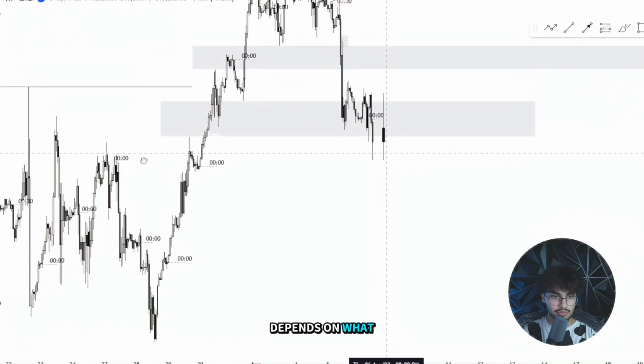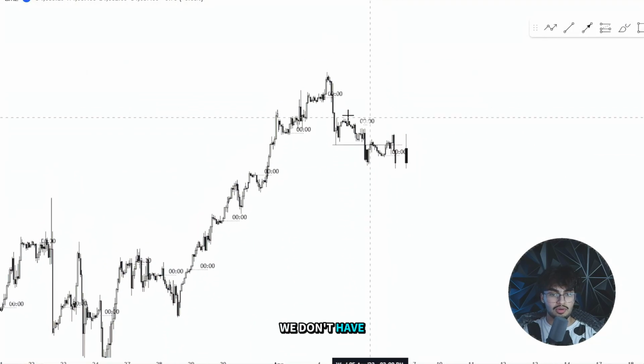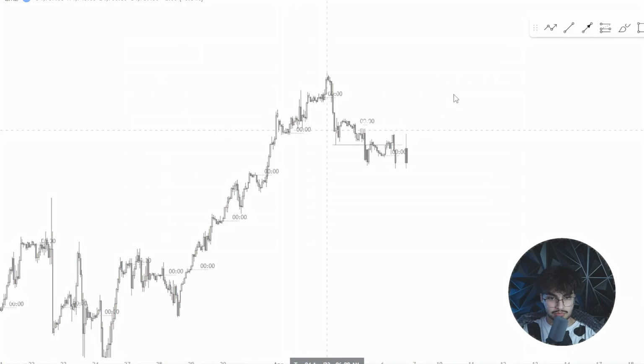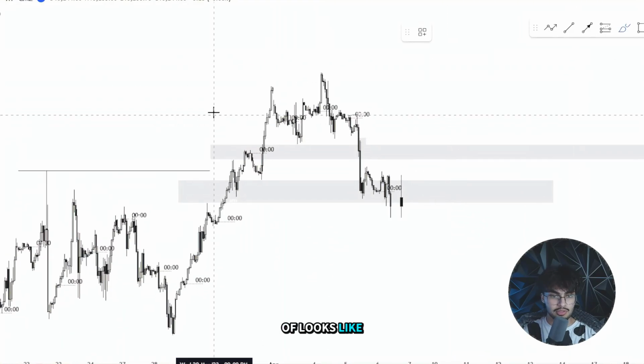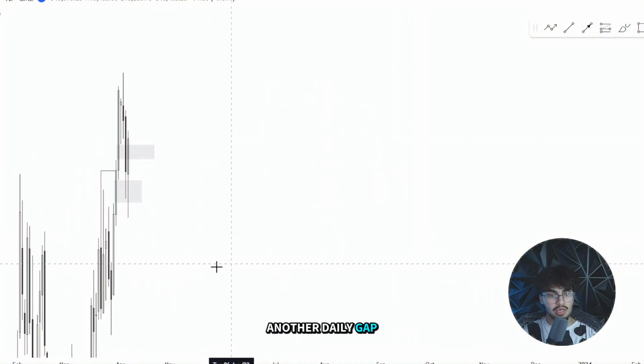But it really depends on what price wants us to do. Do we have an SMT at the highs? We don't have SMT at the highs, but like this kind of looks like a market maker model. We have so much liquidity resting here. We also have another daily gap here.